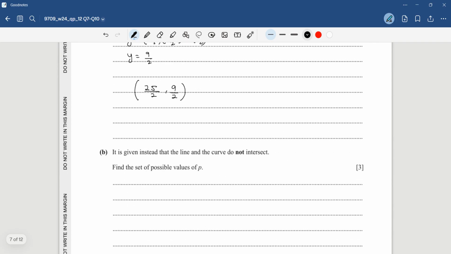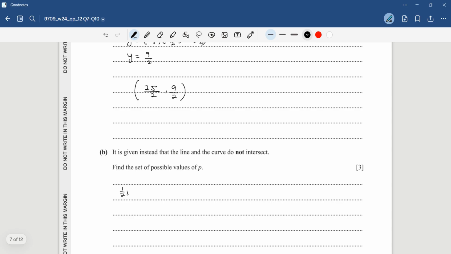Okay. Now part B, it is given that the line and curve do not intersect. So they are not intersecting. Find the set of possible values of p. So we equate and then we do b square minus 4ac less than 0. Okay, we equate these two equations.